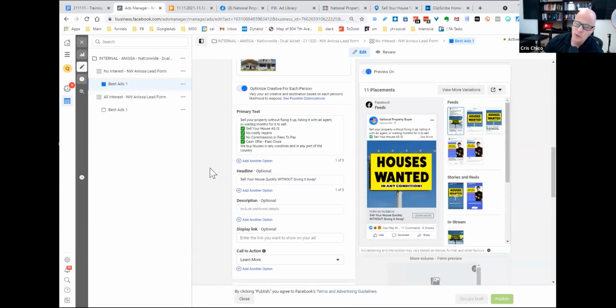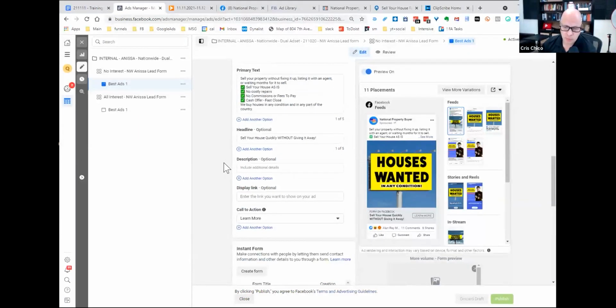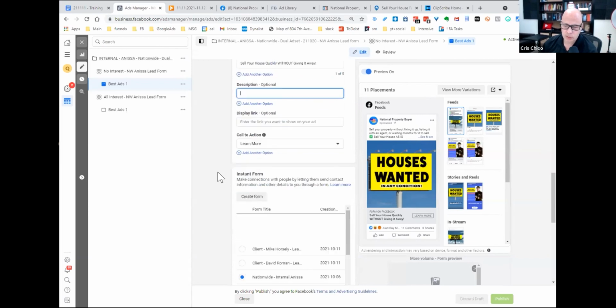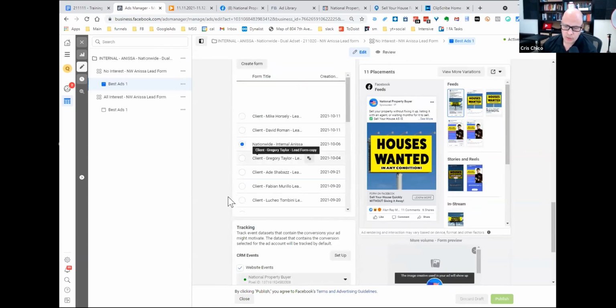And then we generally don't put anything in the description. The description doesn't show up that often on Facebook. It's only on certain placements. So for simplicity's sake, we're not even putting anything in there, because most of the time it doesn't show up. And then you select your lead forms.